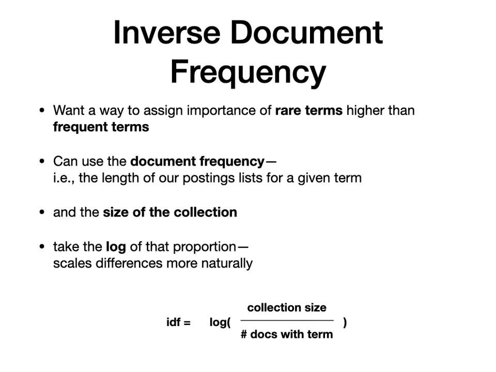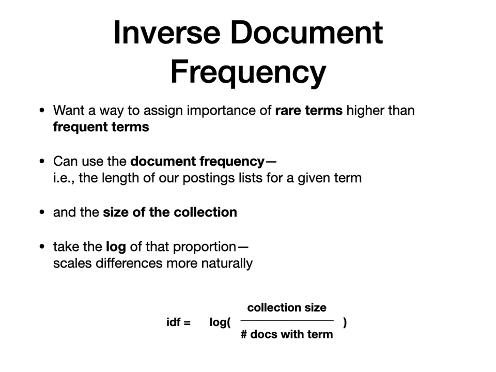Green eggs and ham, we'll look at that later. But the idea is that if we have a large collection, we also take the log of this value. So the big idea is I'm going to take the collection size, divide it by the number of documents with this term, and take the log of that.